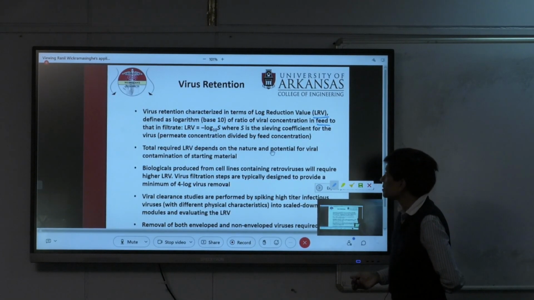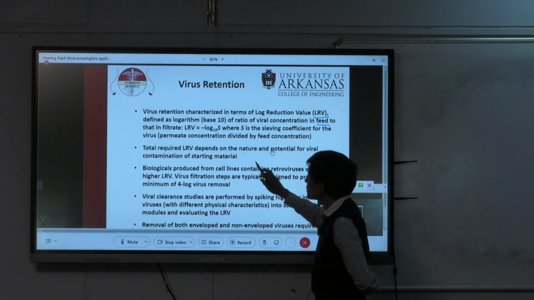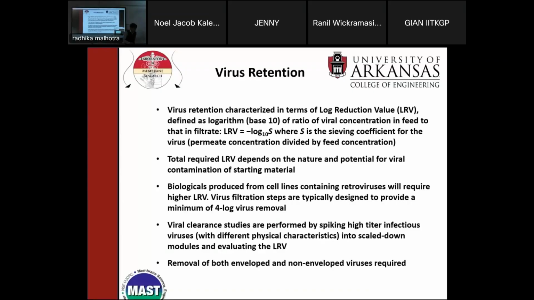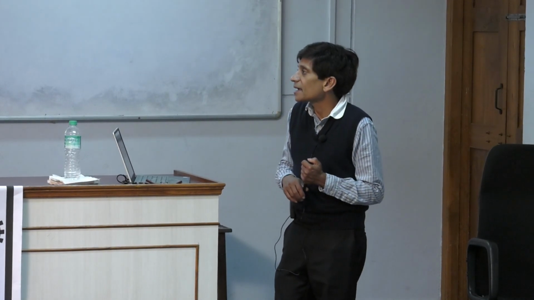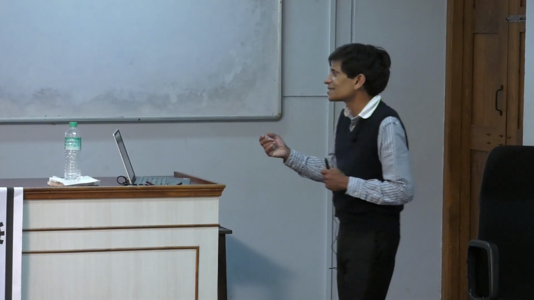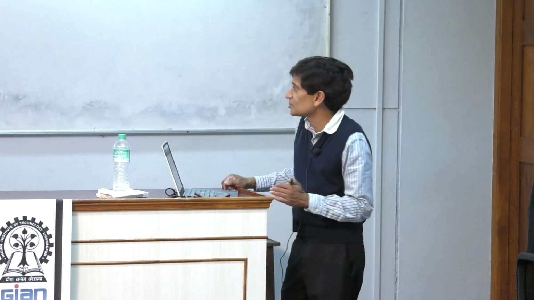Okay. Total LRV depends on the nature and potential for viral contamination of starting material. So this is a calculation you would have to do depending on the drug you're making, the cell line you're making, and so forth. Adventitious virus clearance, that's parvovirus, about 10 to the 6. Retrovirus you have to calculate, okay? And there are rules, like there should be less than, say, 1 virus particle per dose equivalent of the drug. And then you can work backwards from that and say, okay, I had this huge bioreactor, how many viruses do I have to remove, okay?